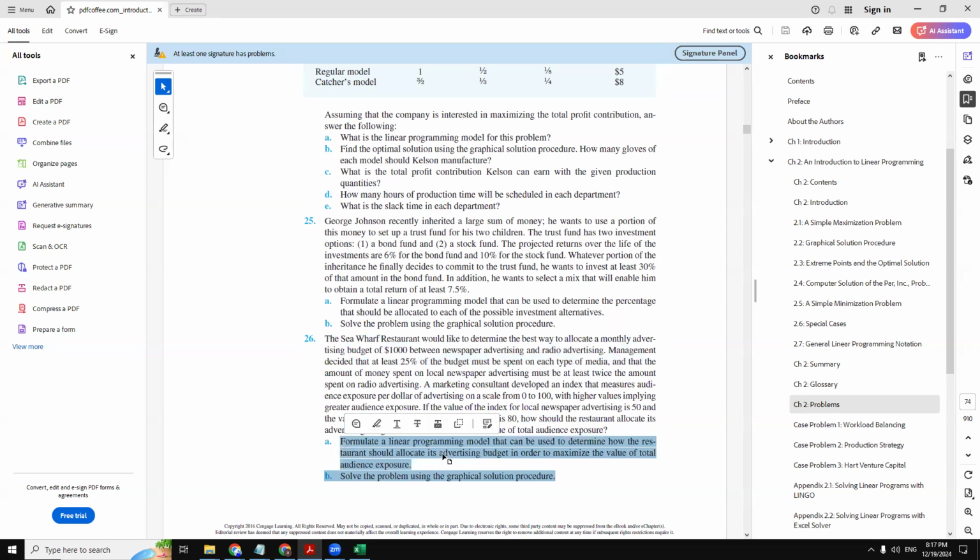First is the formulation of the linear programming model that can be used to determine how the restaurant should allocate its advertising budget. And the next one is using the graphical solution procedure, we need to provide the solution. So I did both of them.